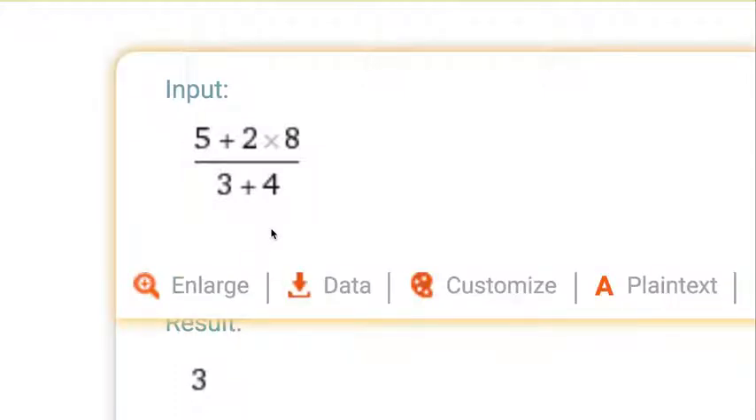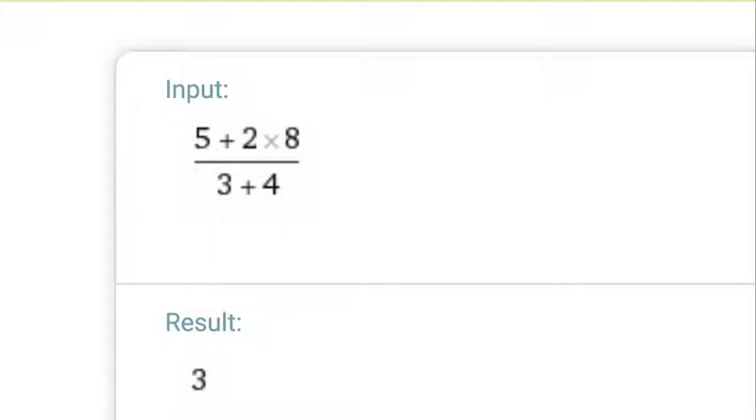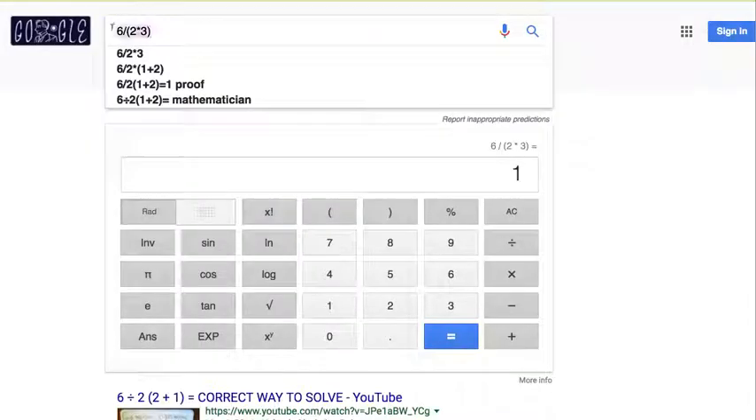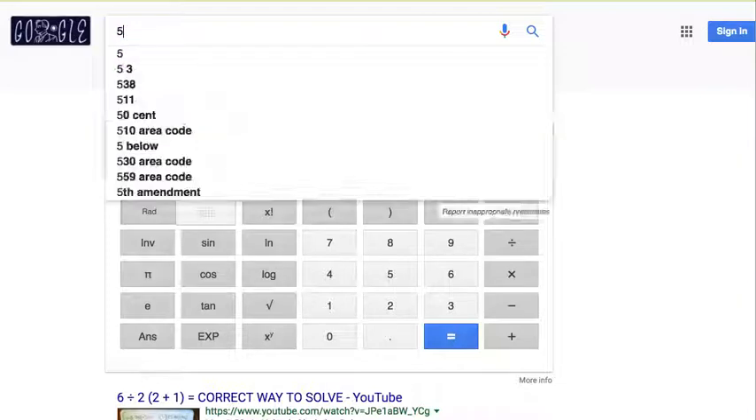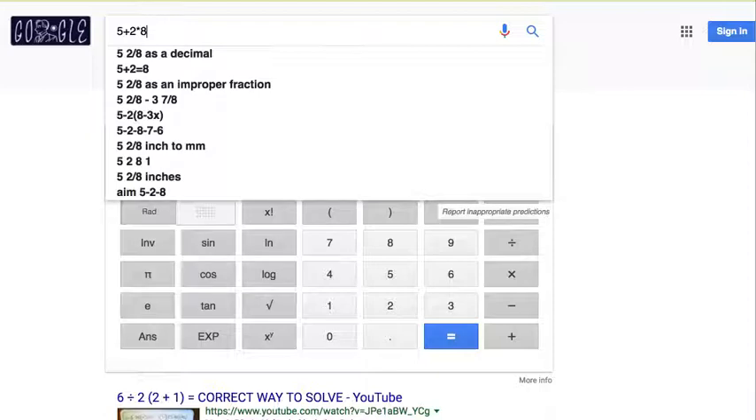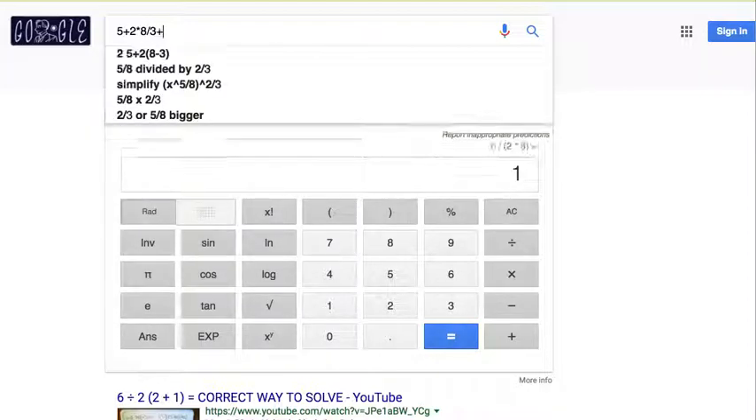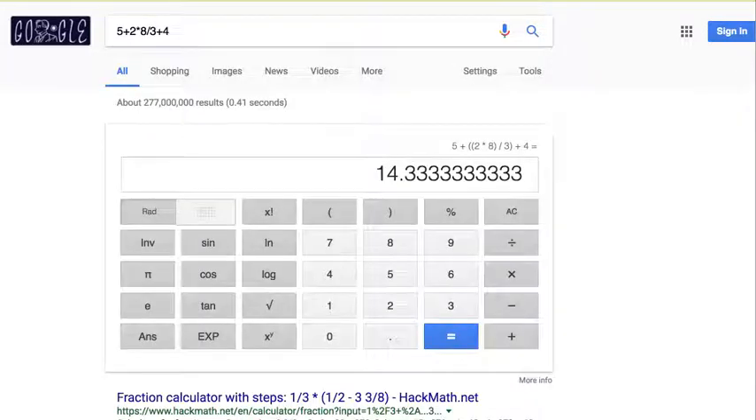Now, in order to put that into Google, if you just put those operations in, if you just put 5 plus 2 times 8 divided by 3 plus 4, like that, then you will not get the number 3. And if you look at what operations it's doing, it does the 2 times 8 first, and then takes that divided by 3, and then adds 4 and adds 5. So that is not the order you want to be doing it in.